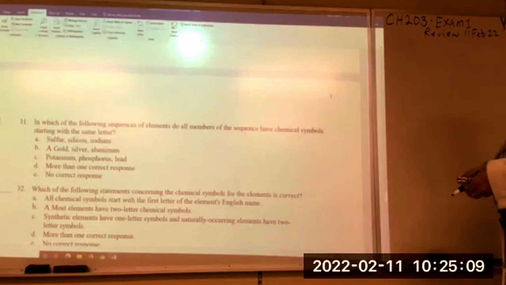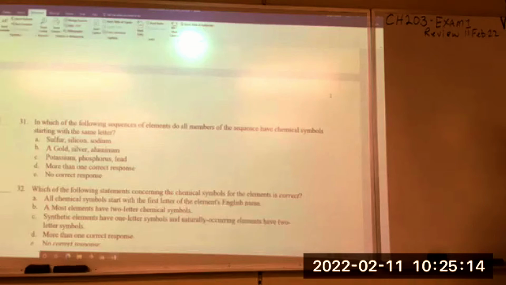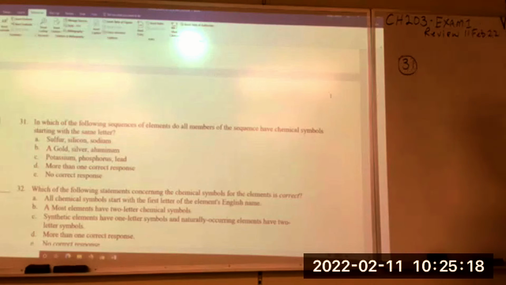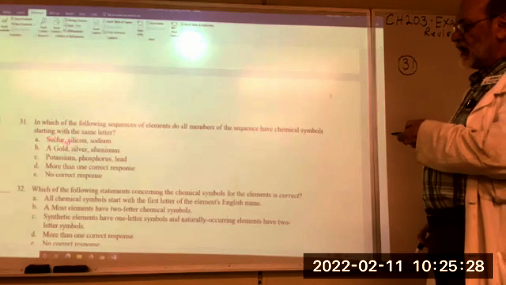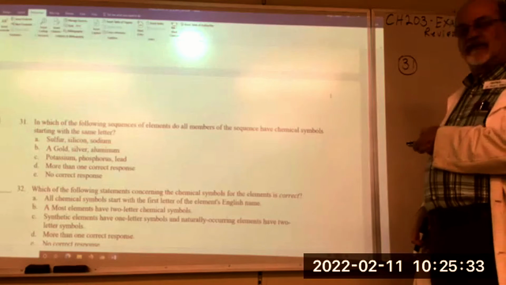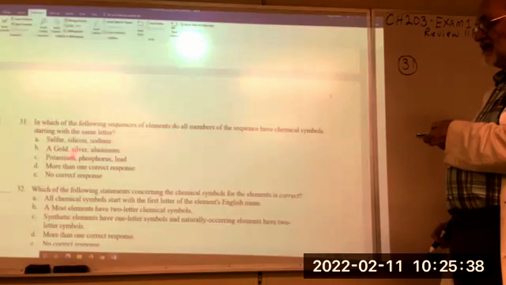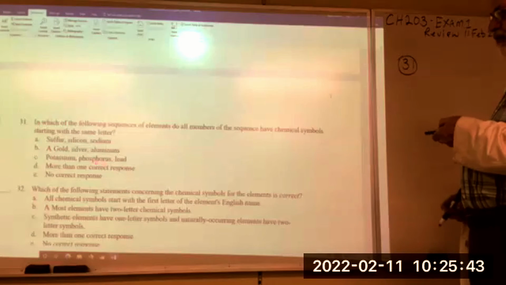Let's see, we'll be getting close to the end of this one. Used up an hour and a half. In which of the following sequences of elements do all members of the sequence have chemical symbols starting with the same letter? Okay, well, let's see. S for sulfur, Si for silicon, Na for sodium. Right, so that one doesn't work. Let's say gold, Au, silver, Ag, aluminum, Al. Yep, that one works.